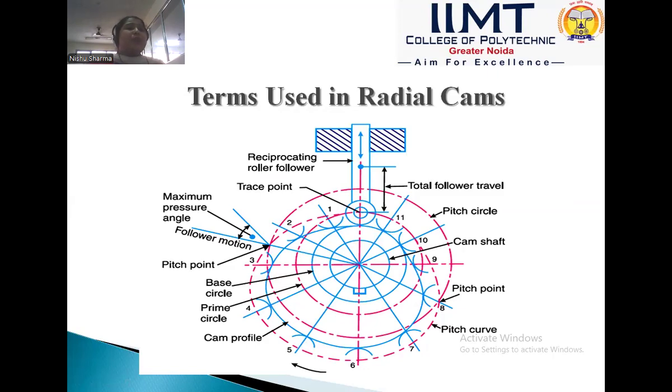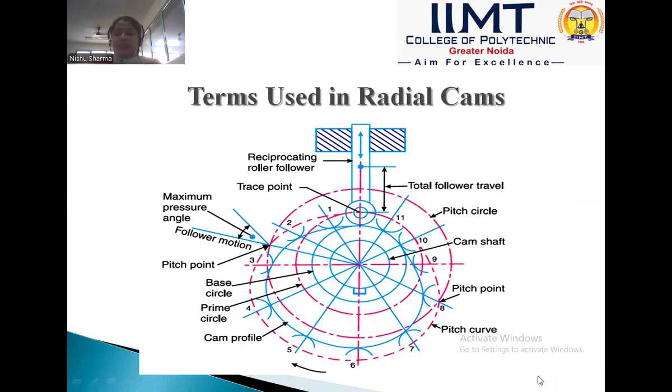Next is the pitch point. In this diagram, we see that this is the pitch point. The pitch point is a point on the pitch curve having the maximum pressure angle. Pitch point is that point at which we have the maximum pressure angle.